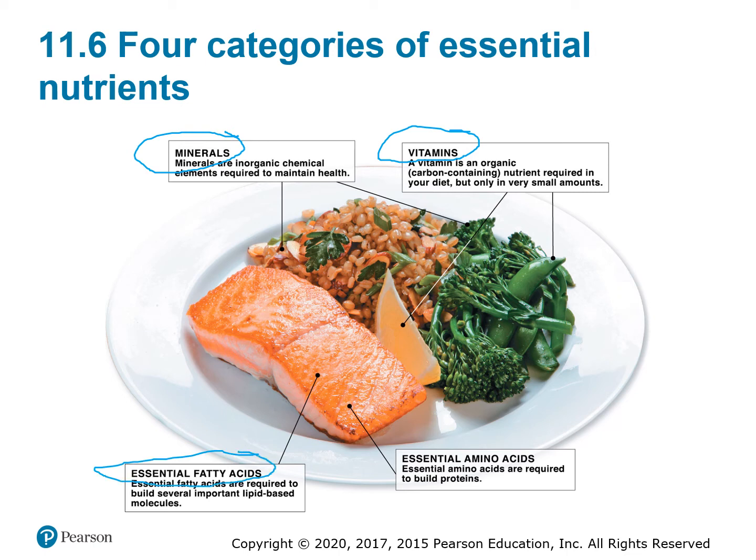So remember, fatty acids help to make up lipids, and they're required to build several important lipid-based molecules like plasma membranes and other materials. And then essential amino acids. So there are some amino acids the body cannot make for itself, and they are needed to build proteins.